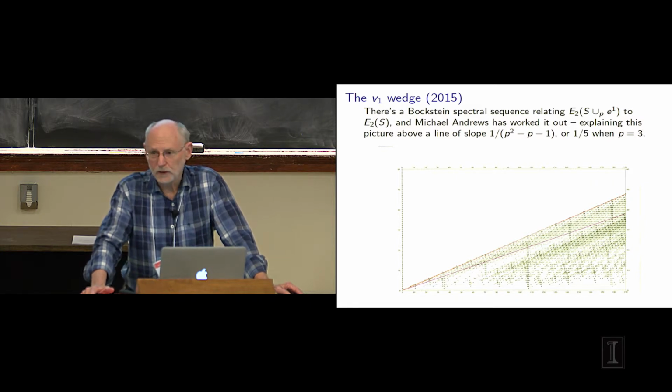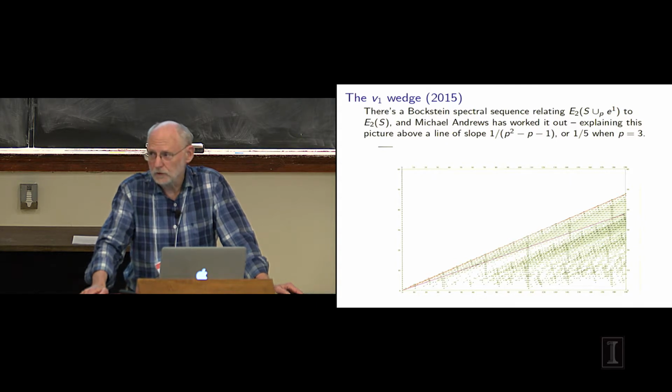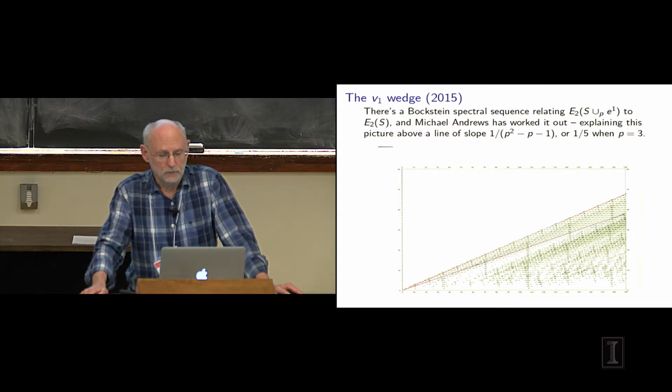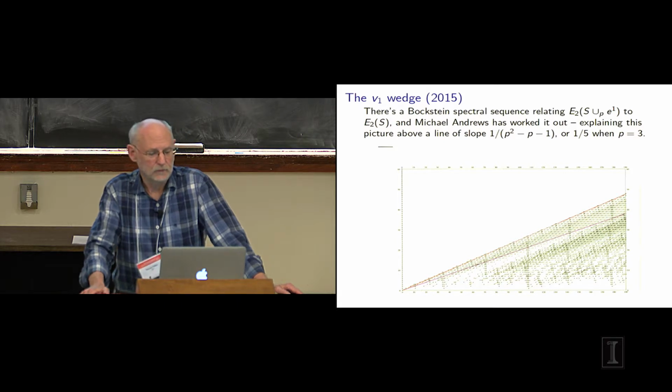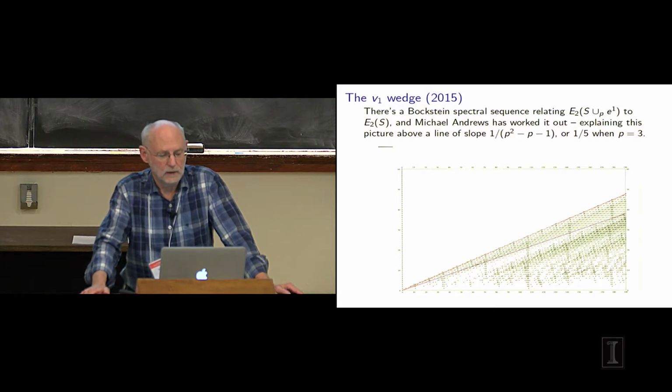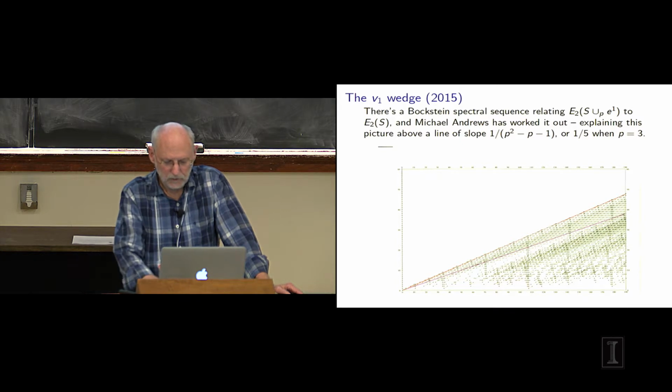But then much more recently, Michael Andrews worked out the Bockstein spectral sequence that relates that calculation to the actual E2 term for the sphere. And so this provides you with a calculation of the E2 term for the sphere in this wedge above a line of slope 1/(p² − p − 1).